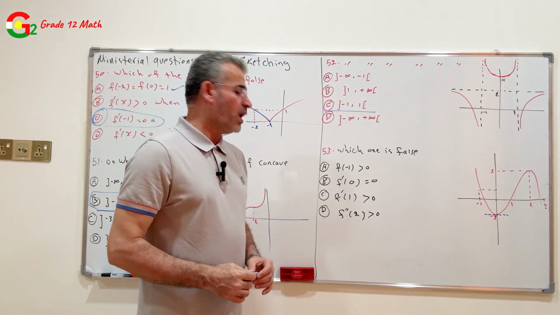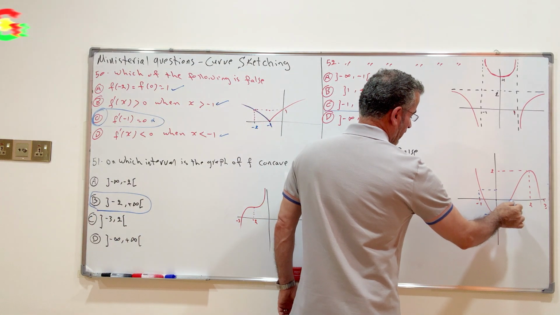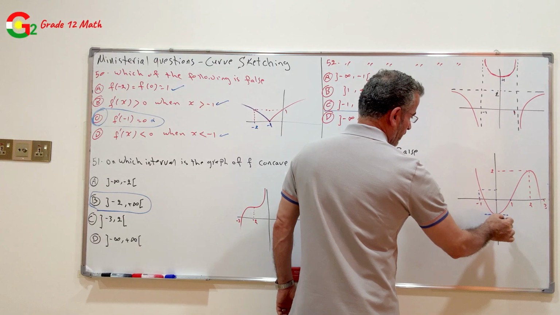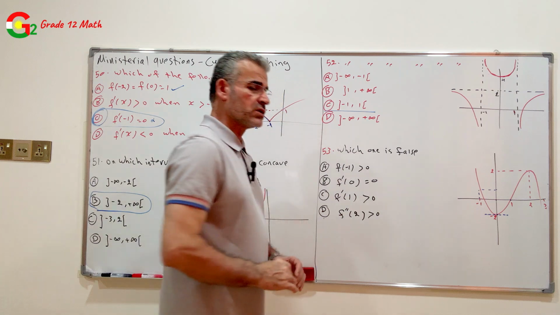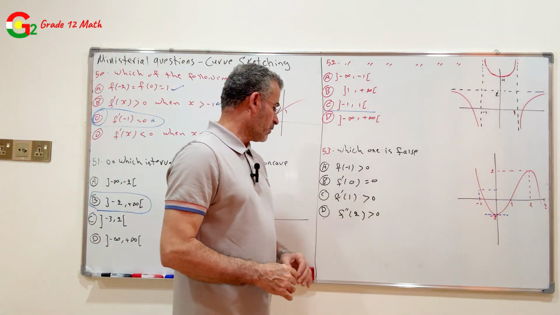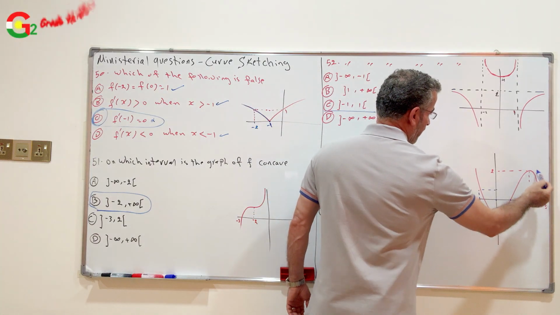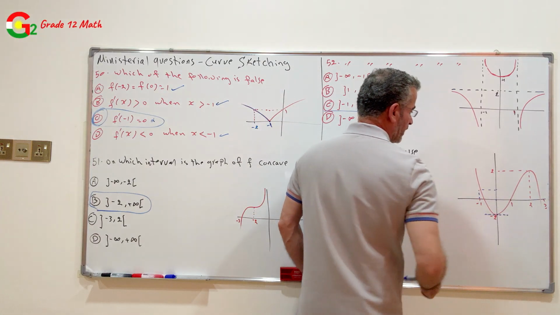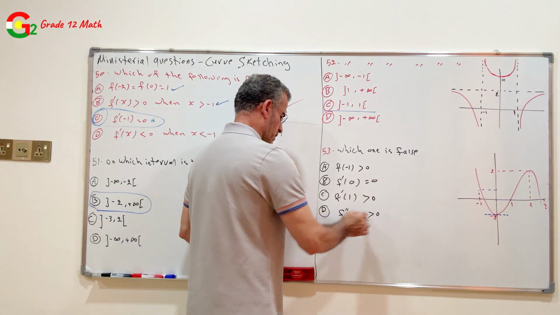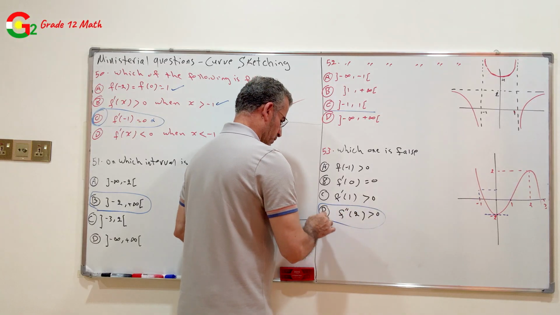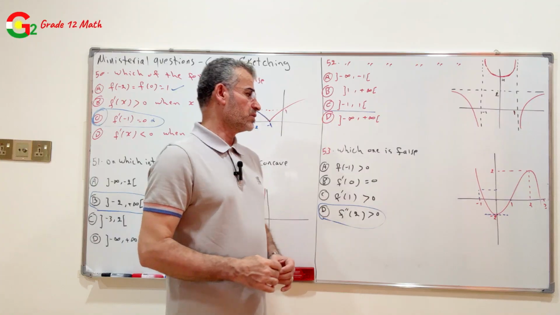F prime of 1 greater than 0. F prime of 1 is greater than 0 since the function is increasing from 0 to 2. Therefore, also this choice is true. F double prime of 2 greater than 0? As we see at 2 the function is convex, and therefore f double prime should be negative, less than 0. Therefore this choice is wrong. It is the right choice. This statement is wrong, so it is the right choice.